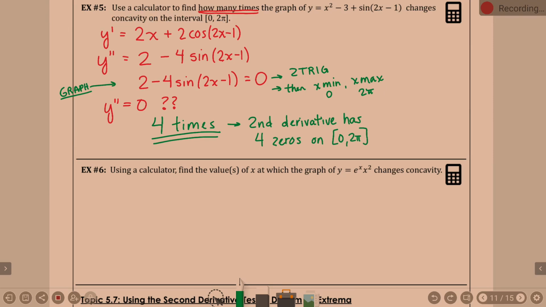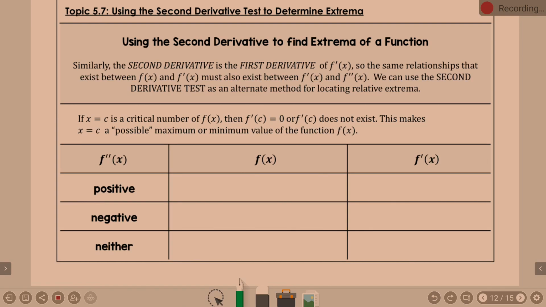Now, number 6 is doing the same thing. Use a calculator. How many times did it change concavity? The trick there is finding the derivative again. But I'm going to move on to the bottom here, if we're okay. And you guys know everything is online if you want to go back and look at anything or ask me later.